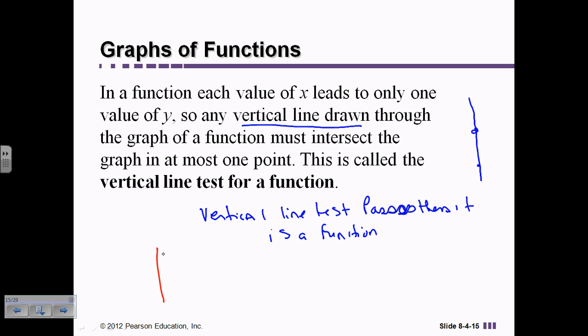Okay, and if the vertical line test fails, then it's not a function. So I'm going to give you a quick example here, and then we'll do two more. Let's say I have a picture that looks like this, and my graph is this green line. If I draw a vertical line anywhere on the picture and I touch the graph in two spots, then it has failed the vertical line test. So this is not a function.